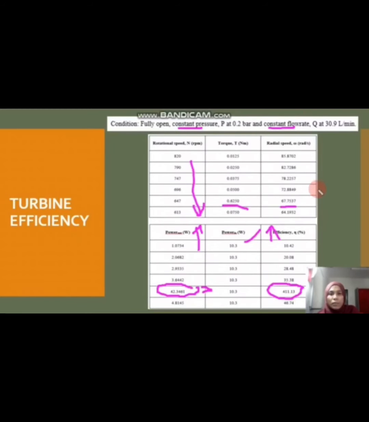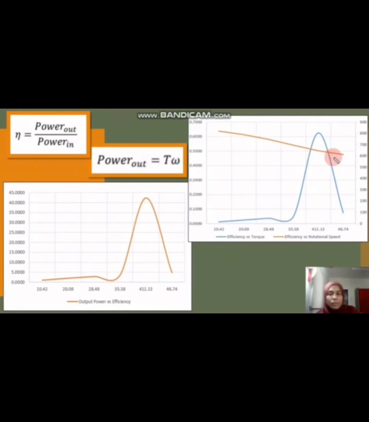Due to the conservation of energy, the efficiency cannot reach or exceed 100% because there will be a loss of energy in the system. Thus, the output power can never be higher than input power. Based on the line of this graph, the turbine efficiency increases as the rotational speed decreases, because efficiency does not depend on speed, as it mainly depends on the torque. As illustrated in both graphs, torque plays a very important part in affecting the output power and turbine efficiency.